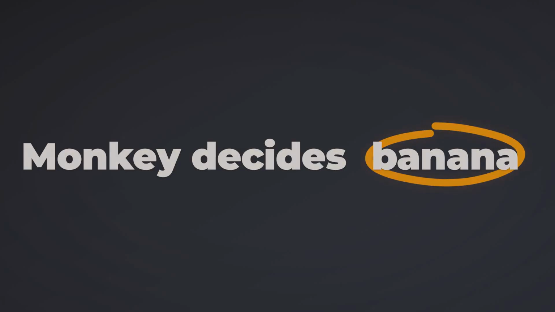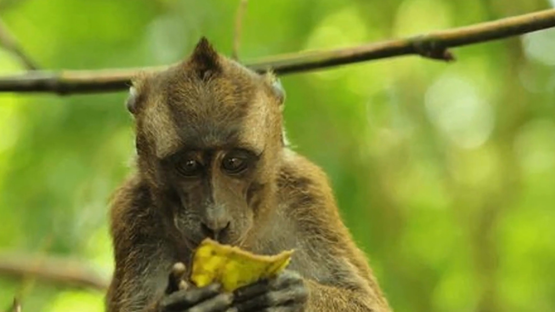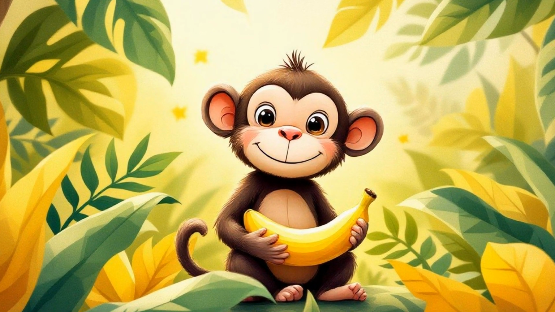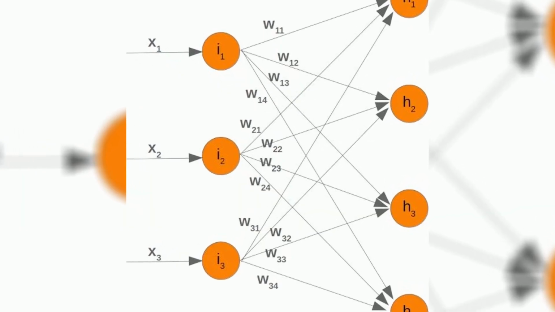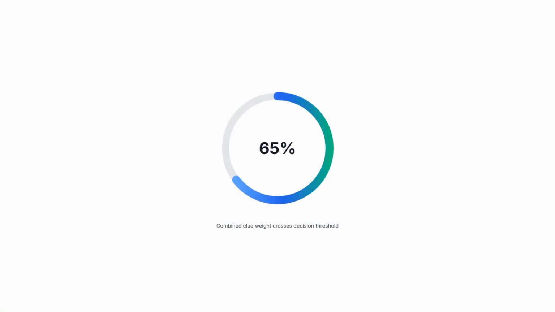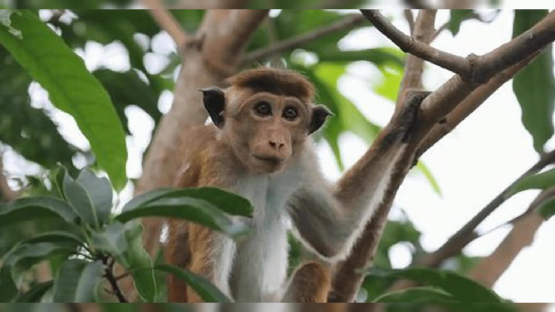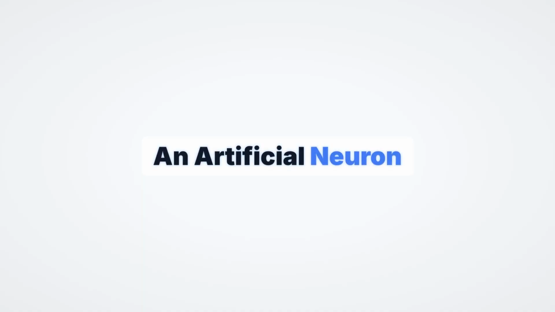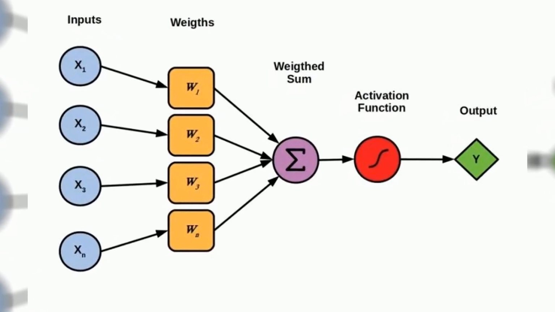Imagine a monkey sitting in a room. This monkey has one job: decide whether a piece of fruit is a banana. Other monkeys hand it clues: the color of the fruit, the shape, the smell. Each clue comes with a certain weight, a measure of how much this particular monkey trusts that particular clue. If the combined weight of all the clues crosses a threshold, the monkey raises its hand and says, "Banana." If not, it stays still. That's a neuron. A single unit that takes weighted inputs, runs them through a threshold, what the technical literature calls an activation function, and either fires or doesn't.